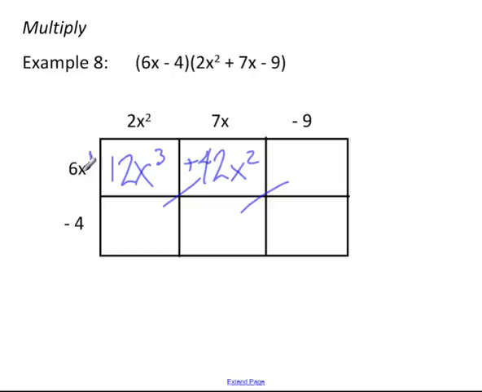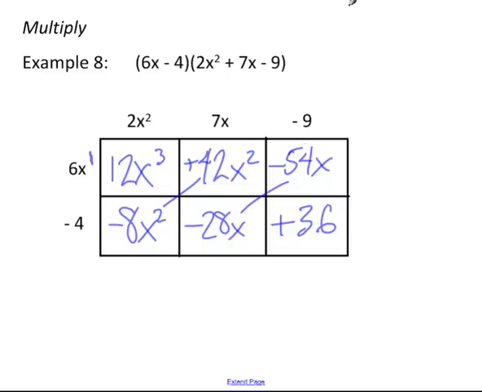X squared, x times x gets us x squared. I always hated the 7's times table, I still do. Minus 9 and positive 6, that's going to get us, what, negative 54x here. This one is going to get us minus 8x squared. And what do we got? Minus 28x. And then a plus sign here because a negative times a negative, 36.